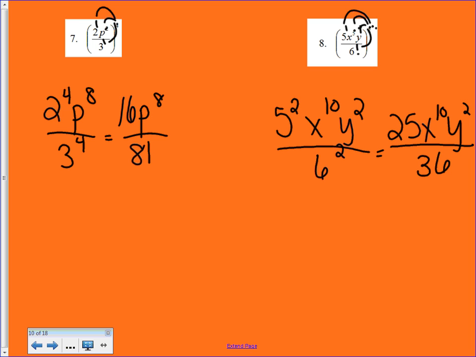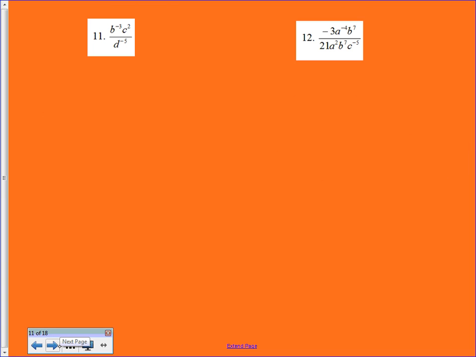Okay, so that's fully simplified. I can't reduce the fraction. I can't do anything to combine any more bases. So that is my fully simplified answer. Now let's take a look at number 9. Number 9 looks kind of tricky, but I think we can handle it.